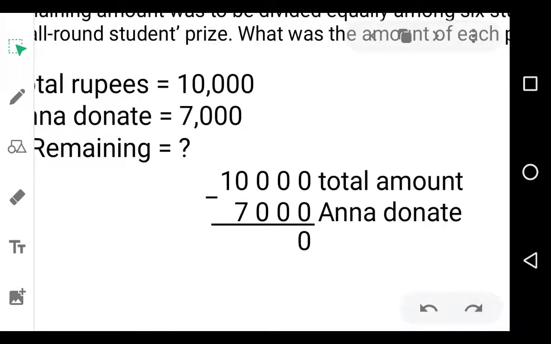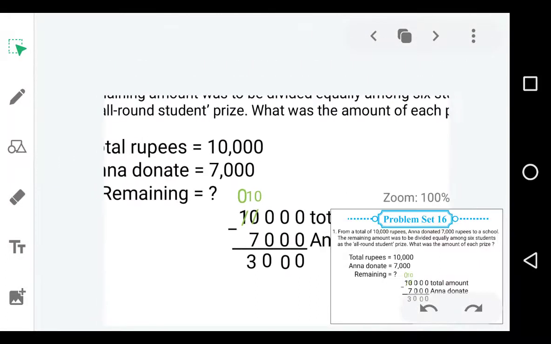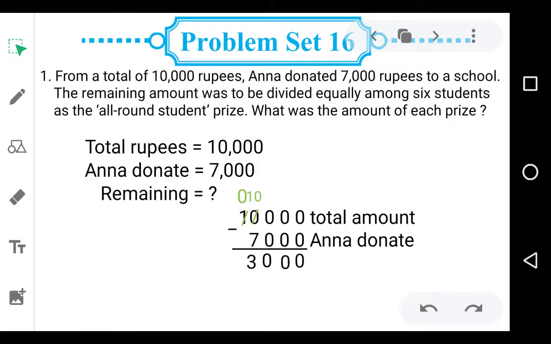See, 0 minus 0, 0, 0 minus 0, 0, 0 minus 0, 0. Then we cannot subtract 7 from 0. So we borrow 1 from the 10,000 place, and at the 10,000 place there is 1. So this 1 becomes 0 and this 0 is 10. 10 minus 7, 3. So we get the answer 3,000. So the remaining amount is 3,000.